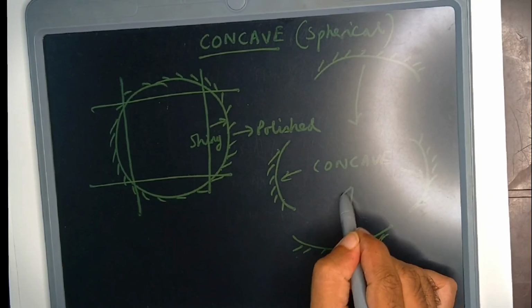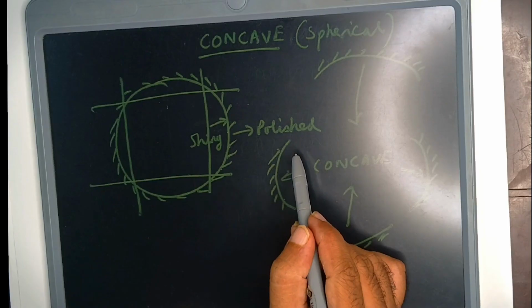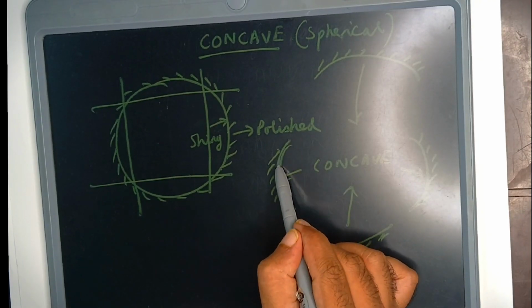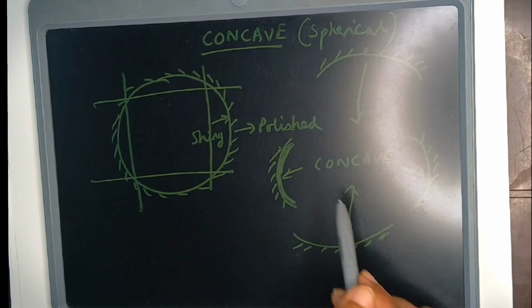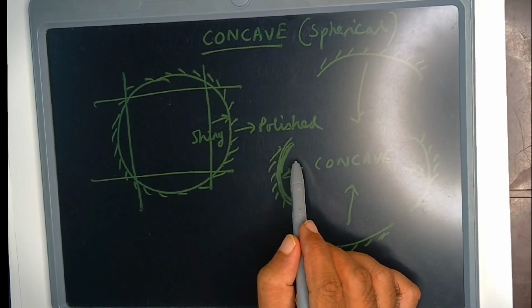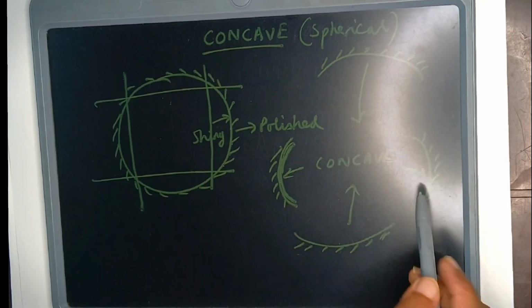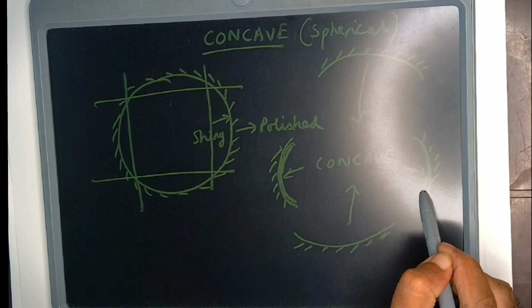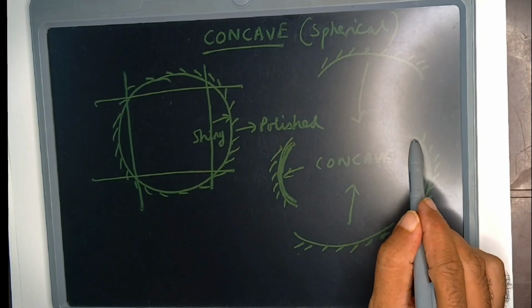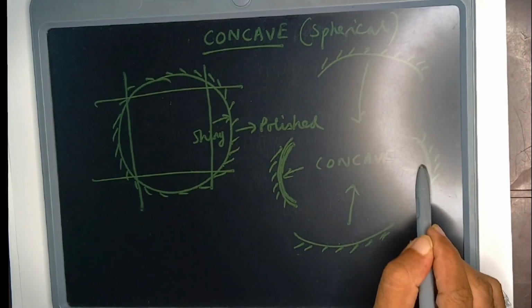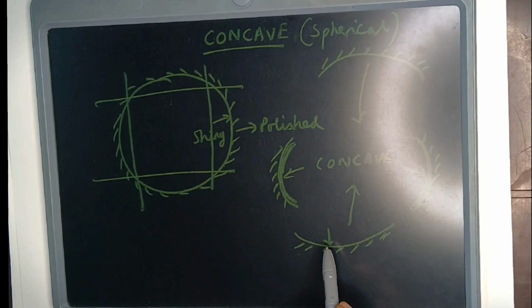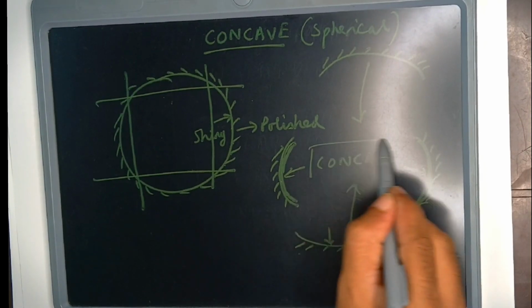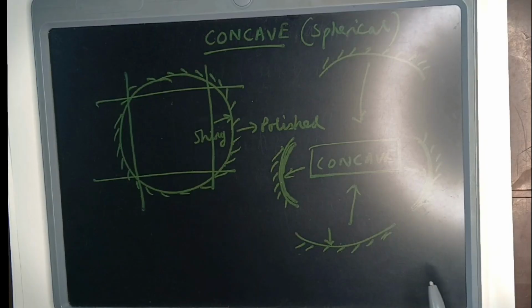They are concave because it is curvy on the inside, right? The shiny surface, that means the reflecting surface, is on the inside. The inside is actually the reflecting surface. Hence it is called concave mirror.